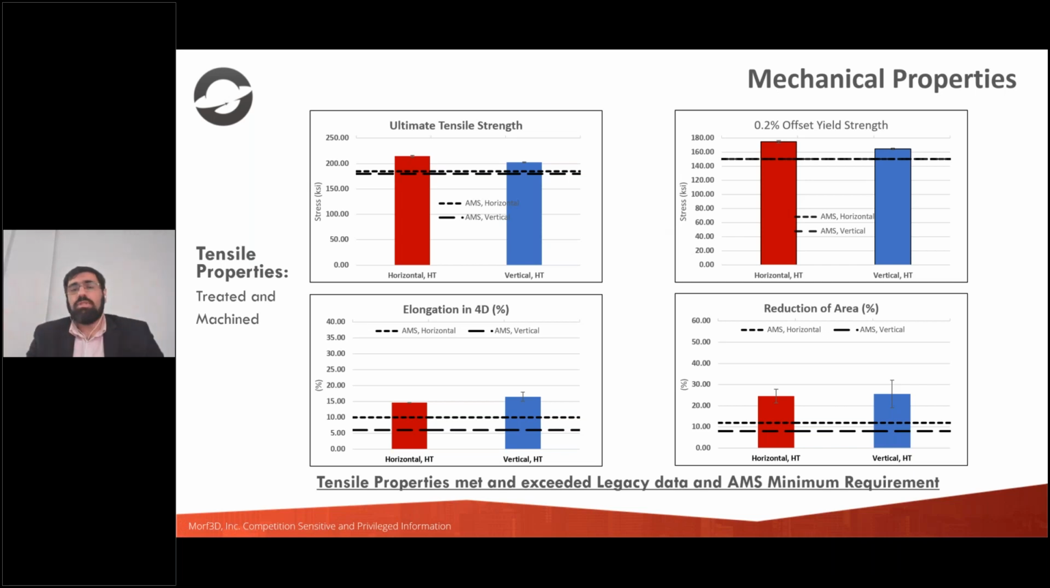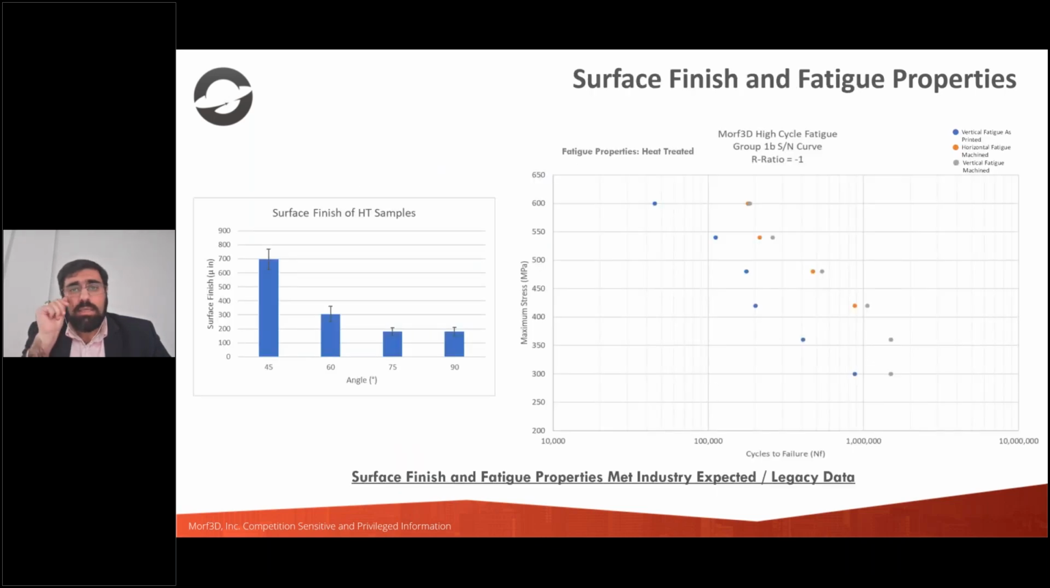Again, these are averages, you can see the standard deviation. One of the things that was very interesting through these many coupons that we have tested is that we see a very tight scatter of data, or very tight data set with very low scatter, and this is good. This is again adding to the confidence with respect to the consistency. Next, we did fatigue testing as well.